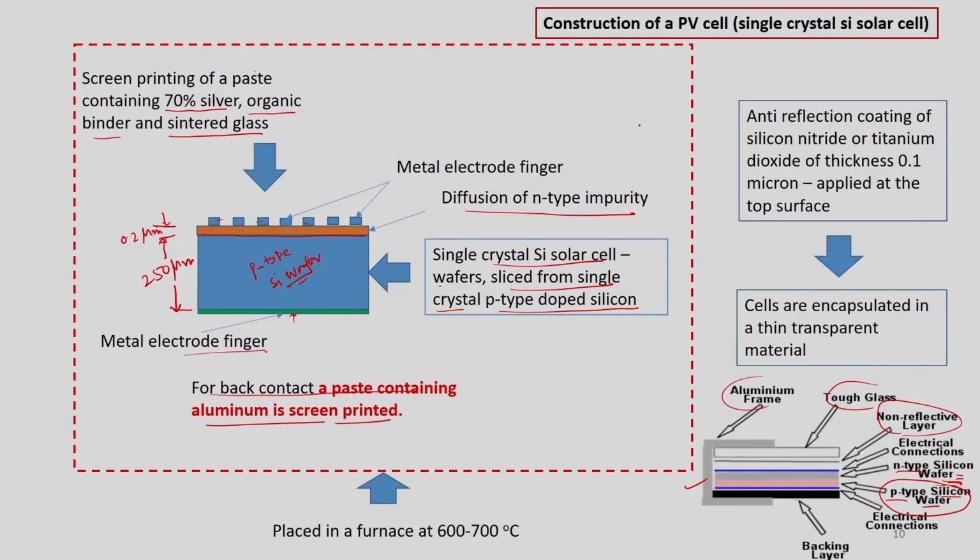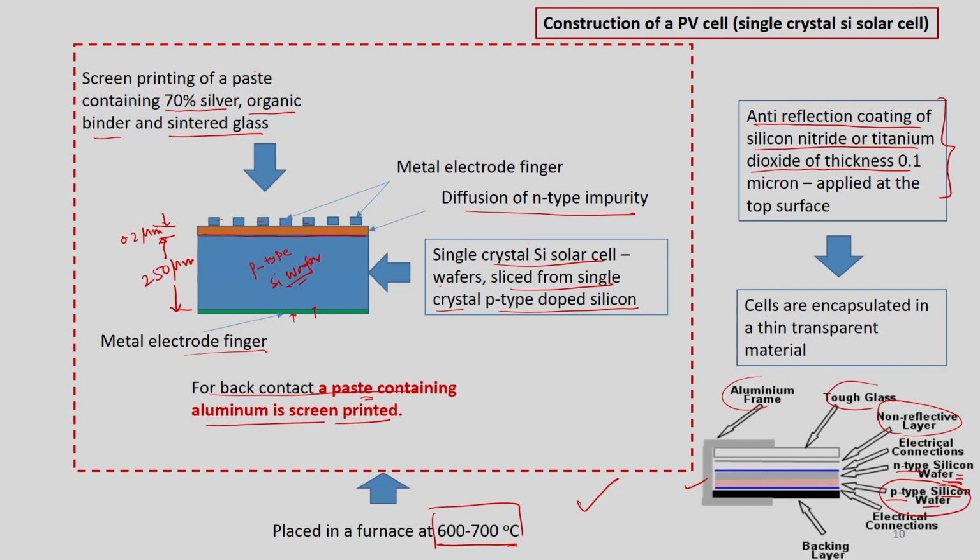Okay. And then we keep this entire system, the wafers and the connections, in a furnace and maintain a temperature range of 600 to 700 degrees C, so that the metal content in the paste comes in contact with the silicon present here, for transfer of electrons or generation of electricity. Once this is done, then what will we do? We will apply an anti-reflection coating of silicon nitride or titanium dioxide of thickness 0.1 micron. This is an anti-reflection coating, so that reflection losses are minimized.